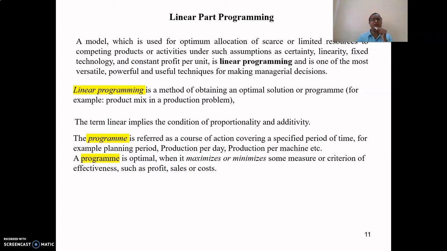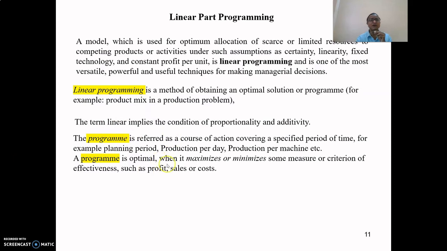Program is referred to as the course of action covering a specific period of time. For example, a planning period of 8 hours, 10 hours, 15 hours, or per month. For that period we have to achieve certain goals or decide certain things, whether production per day or production per machine, etc. That is nothing but a program related to time or period.